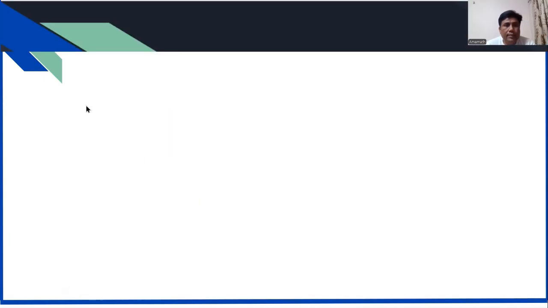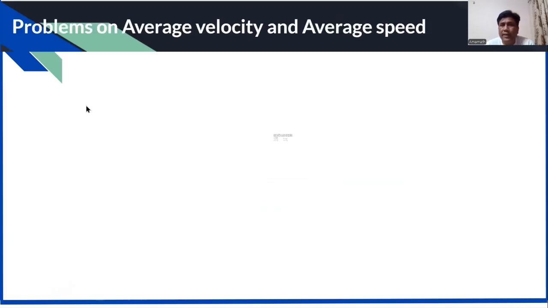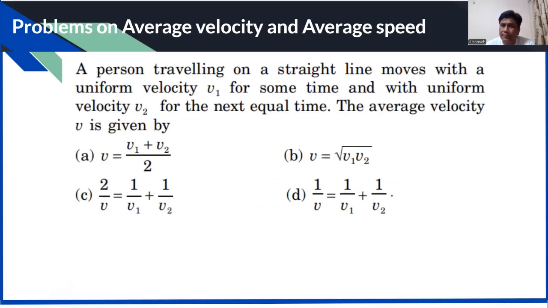Please try to solve this question. A person is traveling on a straight line, moves with a uniform velocity v1 for some time, and with velocity v2 for the next equal time. The average velocity v is given by. So out of the 4 options, 1, 2, 3, 4, which will be the most accurate option?